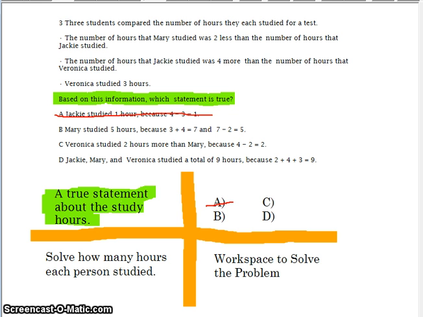Even though we're not able to eliminate anything else right now, as you're working out the problem, always see if there are any answer choices you can eliminate so that you can work it all the way down in order to find the correct answer. The strategy we're going to use in order to solve this problem is to tabulate or figure out how many hours each person studied.